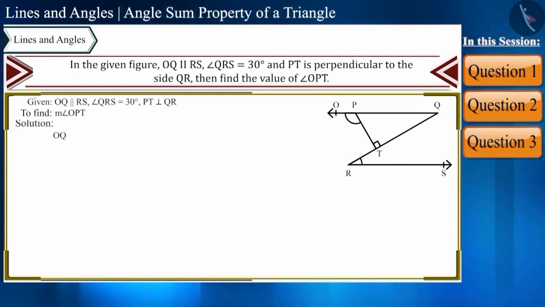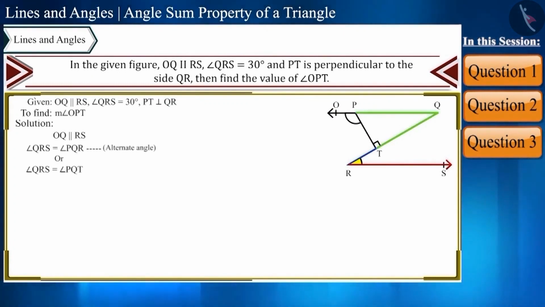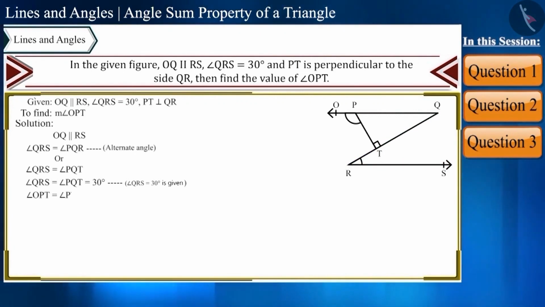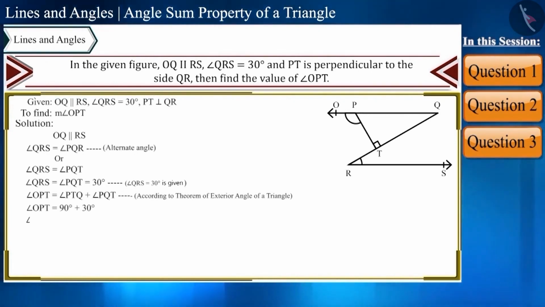Since OQ is parallel to RS, therefore angle QRS will be congruent to angle PQR, or we can say that since angle PQT is an alternate angle, therefore angle QRS equals angle PQT equals 30 degrees. And now if we use the theorem of exterior angle of a triangle, then we can say that angle OPT equals angle PTQ plus angle PQT. And keeping the value of all the angles, we get angle OPT equals 90 plus 30 equal to 120 degrees. And this is our final answer. Angle OPT equals 120 degrees.